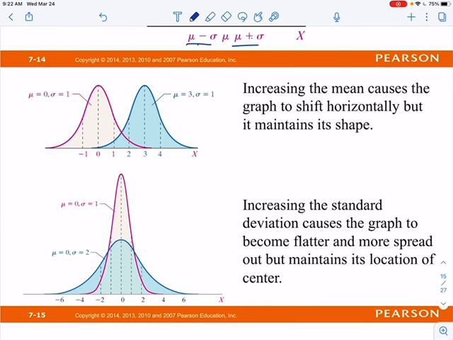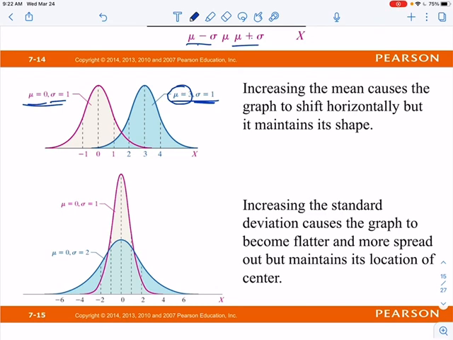Okay, and what's going to happen here is that if you increase the mean, that is going to cause your graph to shift horizontally, but it's going to maintain its shape. Okay, so again, if you look at the picture for the pink to the blue, your mean was 0, your standard deviation was 1. So again, if you increase your mean, I just randomly picked out 3, but kept that standard deviation the same, notice that it shifted to the right. So it's going to shift horizontally.